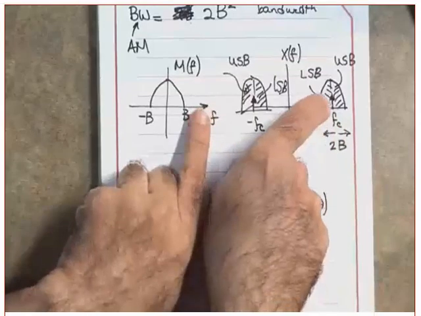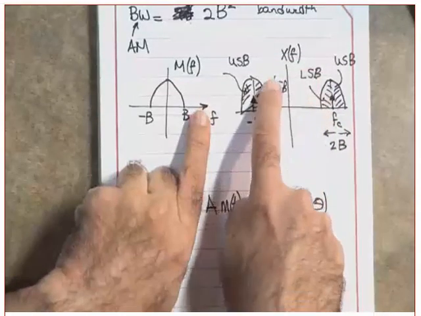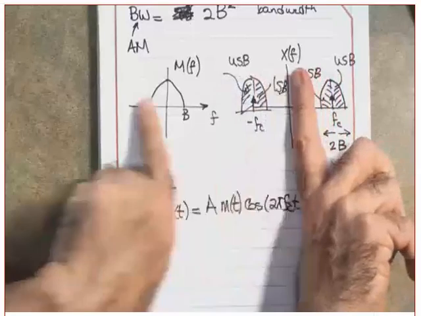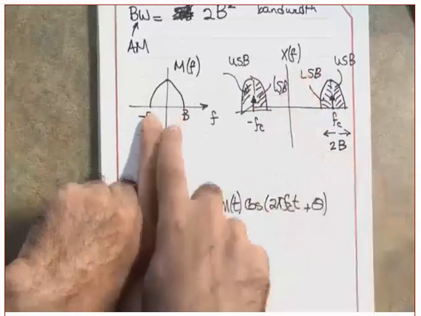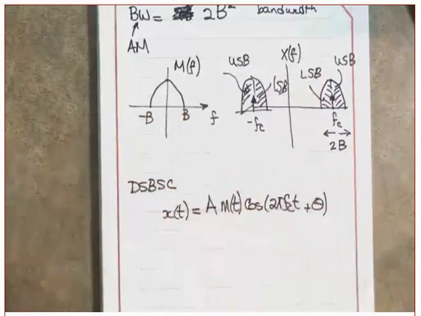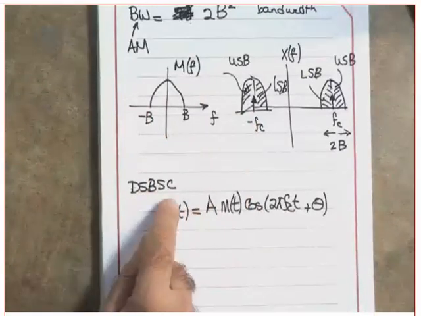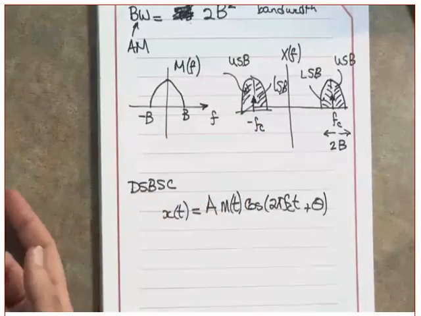If I get rid of the lower sideband, when at the receiver I bring them back together, am I recovering this? I will recover this. So I don't need the double sideband. I need only one sideband. So we call it what? SSB-SC. Did you get my point or not?